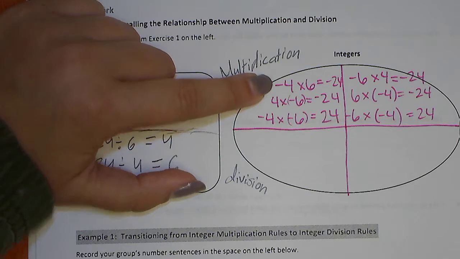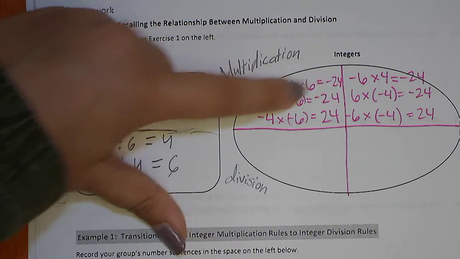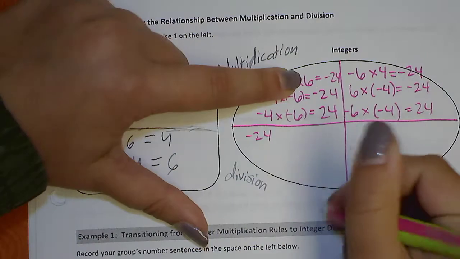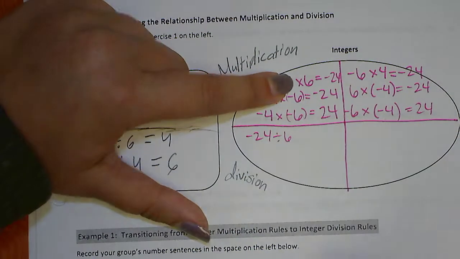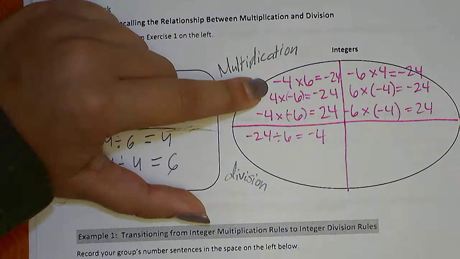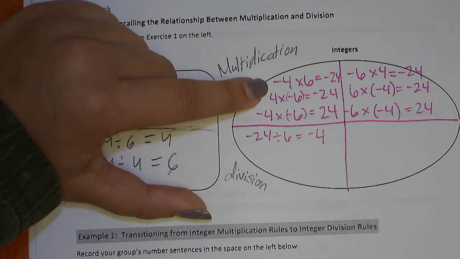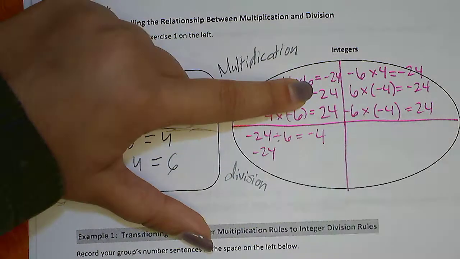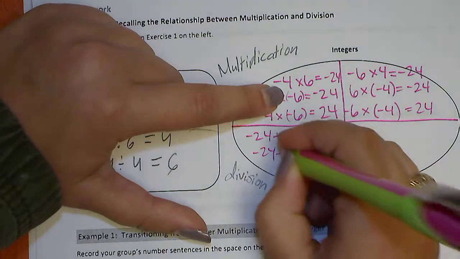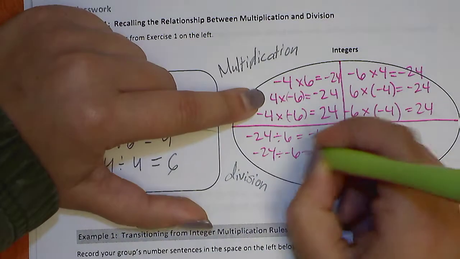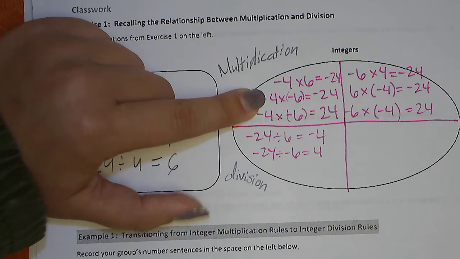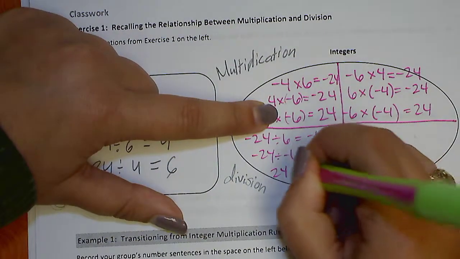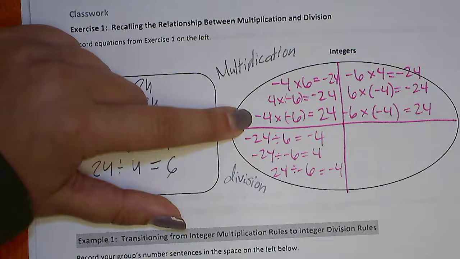Starting with the first one. Negative 4 times 6 is negative 24. Flipping that one around, negative 24 divided by 6 equals negative 4. Write that down. Then I'm going to flip the next one. Negative 24 divided by negative 6 is positive 4. And the next one, positive 24 divided by negative 6 is negative 4.